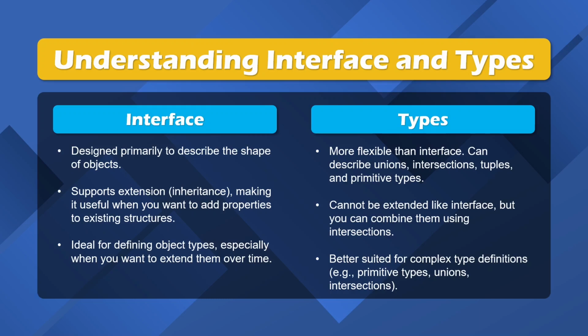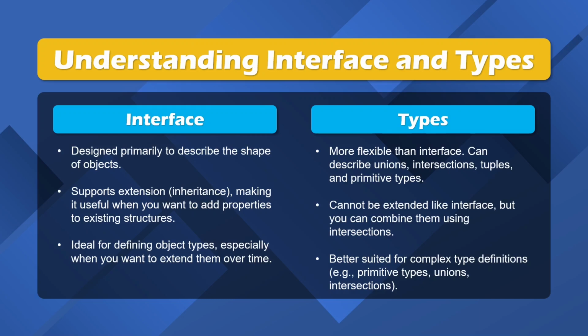As we saw, Person was already there. We defined a new Person, and declaration merging took care of merging both of them for us. So you can extend them over time. Now, coming to types, types are more flexible than interfaces, and they can describe unions, intersections, tuples, and primitive types. We all saw those examples. So, types cannot be extended like interfaces, but we can combine them using intersections. Types are better suited for complex type definitions.